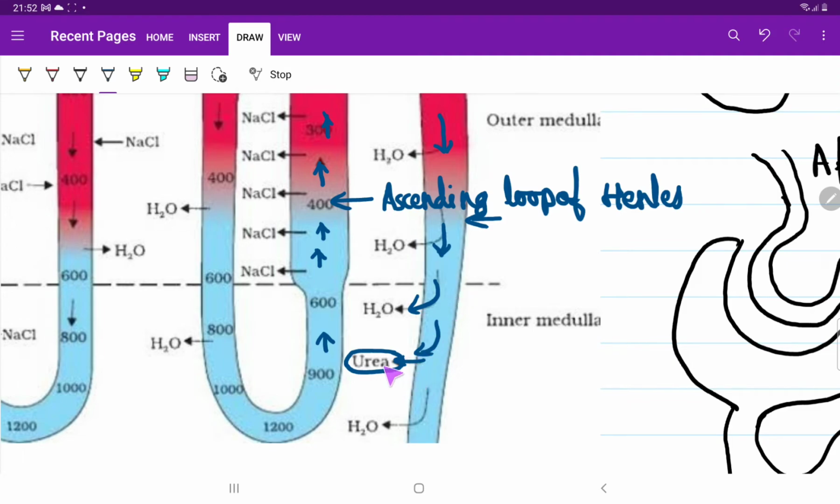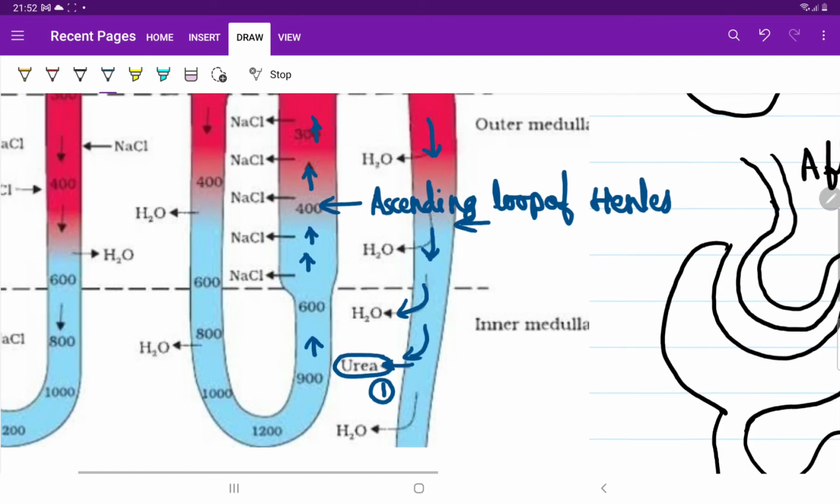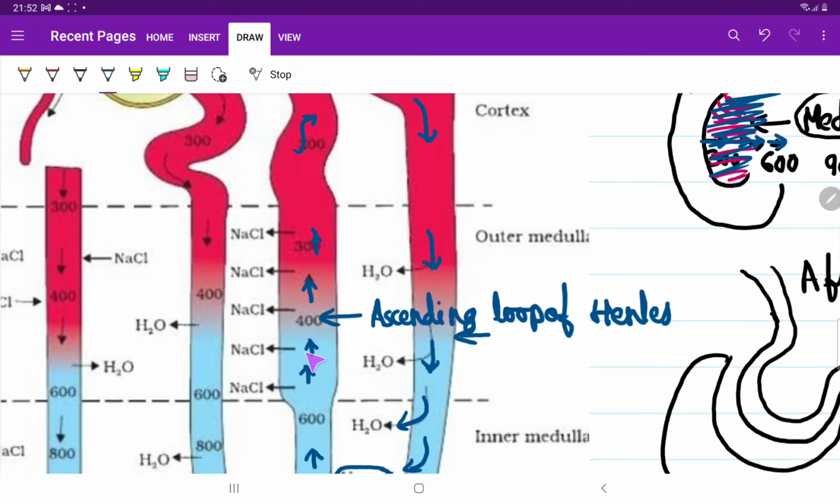The result of the movement of the urea is that a high level of urea will be maintained in this whole region. Urea will diffuse and a high level of urea is maintained in the interstitial fluid. So for concentration of urine, first we have to maintain higher osmolarity in the interstitial fluid, and the first factor is our urea.